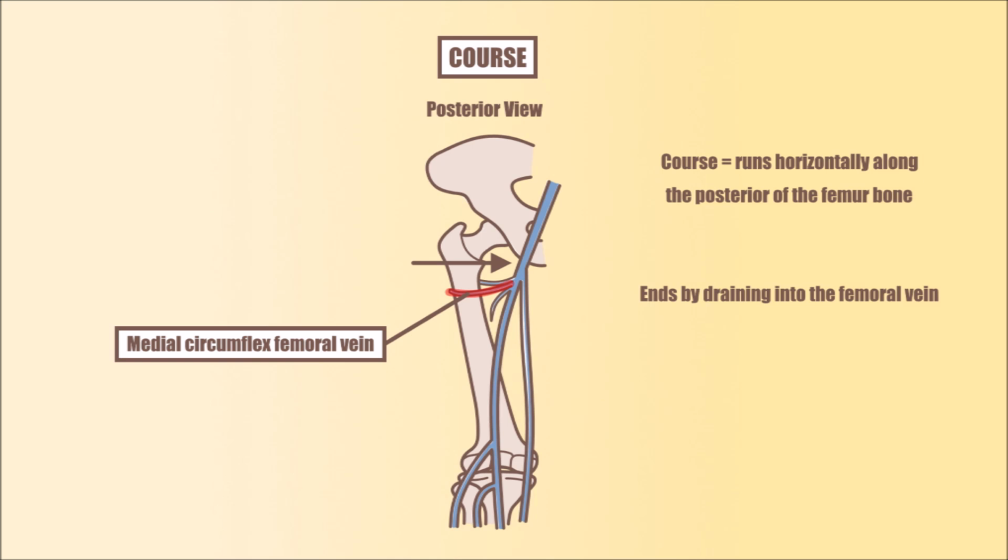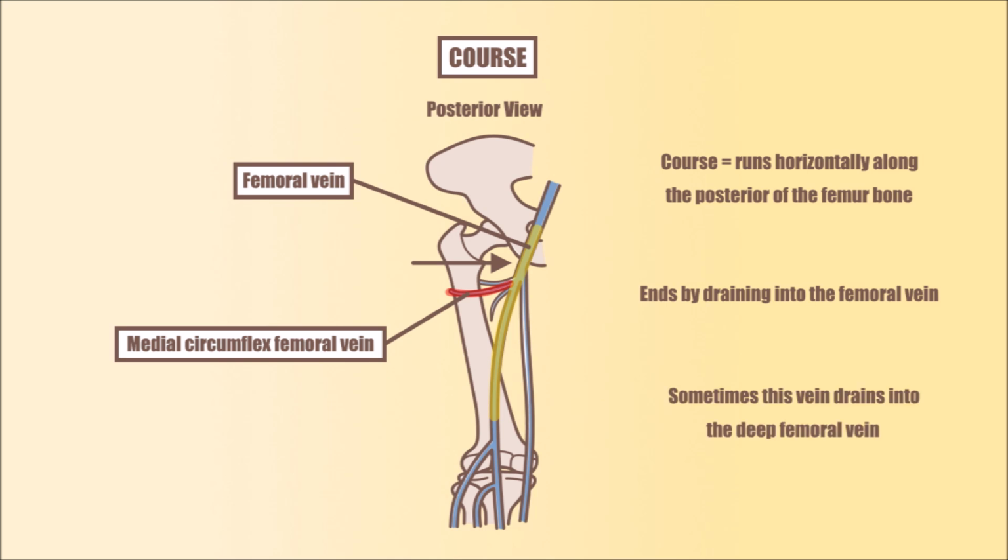The femoral vein can be seen here highlighted in yellow. Sometimes this vein drains into the deep femoral vein instead of the femoral vein. The deep femoral vein can be seen here highlighted in blue.